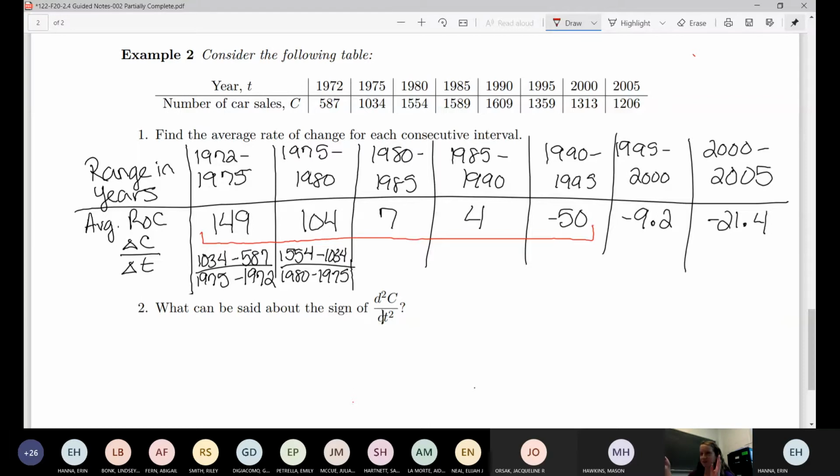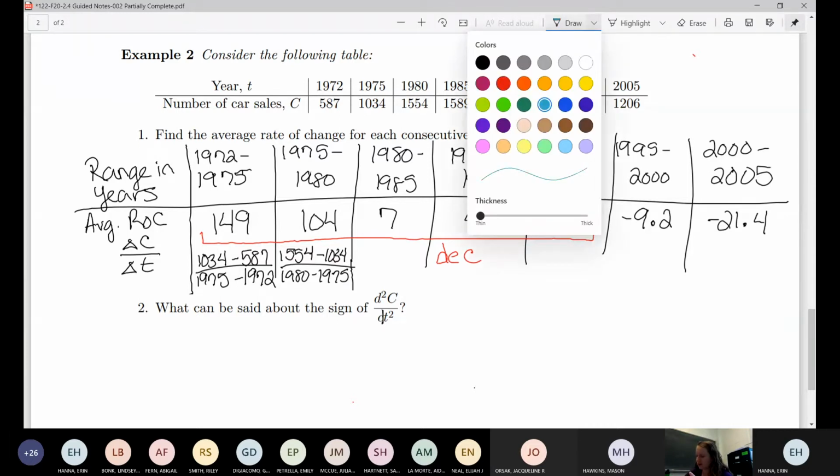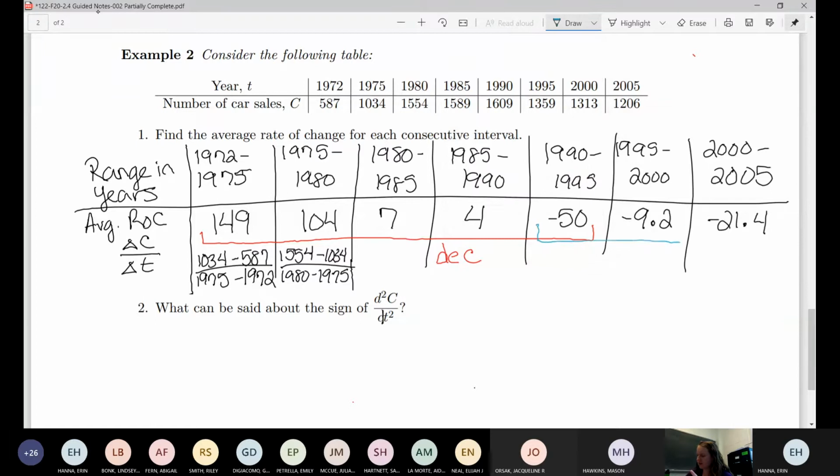So all of those values from 149 to -50 are decreasing as we go from left to right. And then if I look at my next set, -50 to -9.2, this is what I mean by there's lots of overlap. Those two values are increasing. We increase from -50 to -9.2, right?